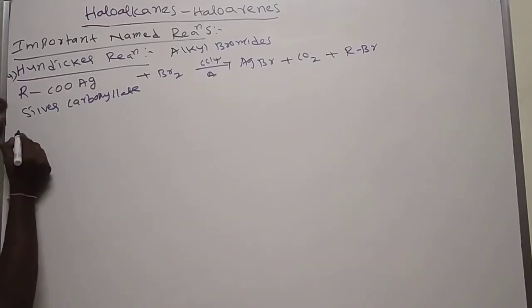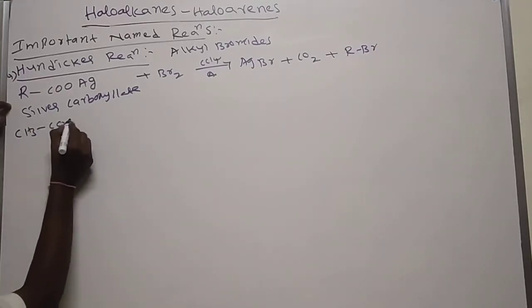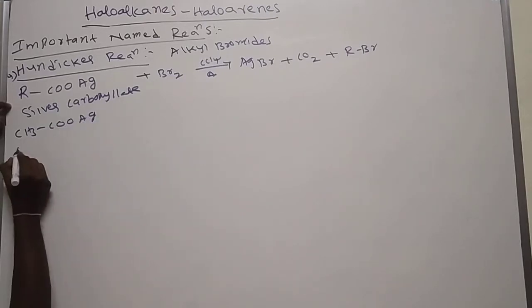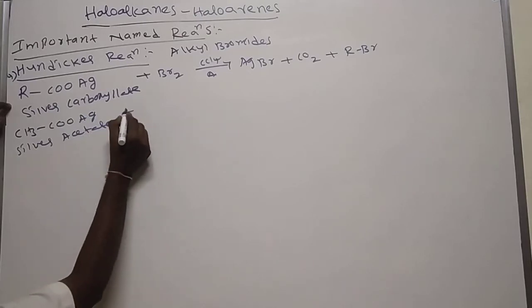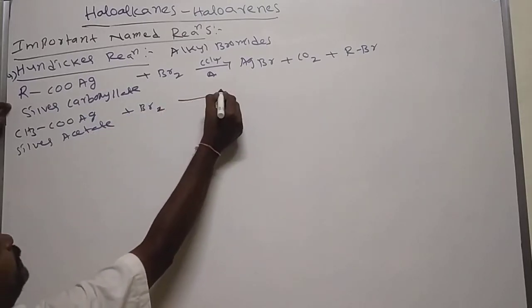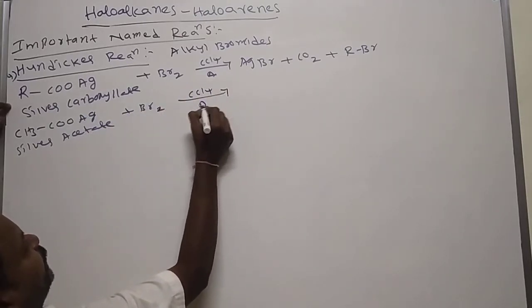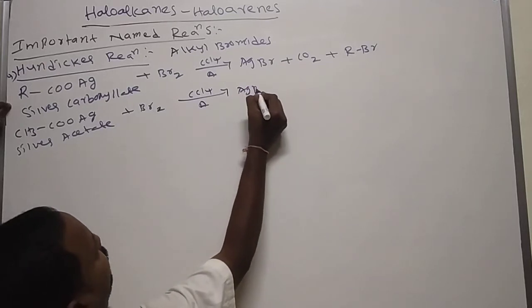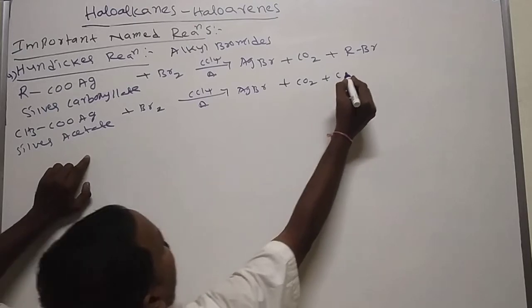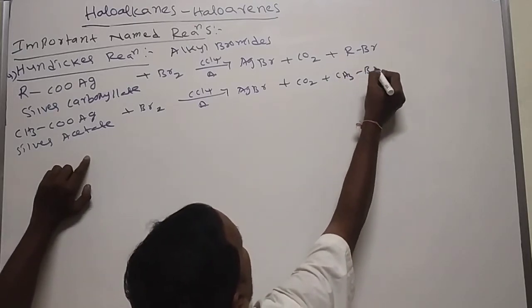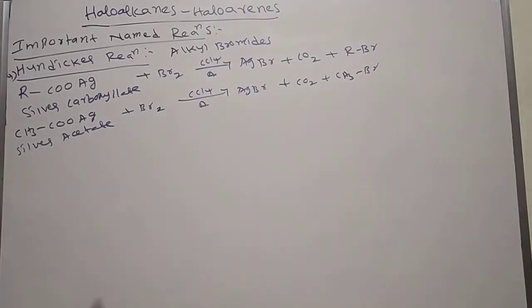Suppose, for example, I am taking CH3COOAg, silver acetate. It reacts with bromine in the presence of carbon tetrachloride. Just heat. AgBr is formed, along with CO2 liberated, and here CH3Br is formed.